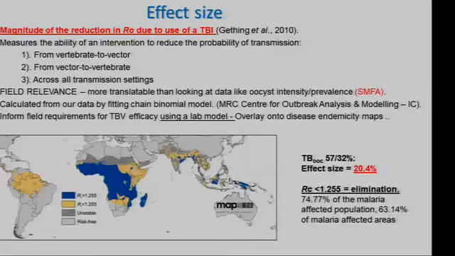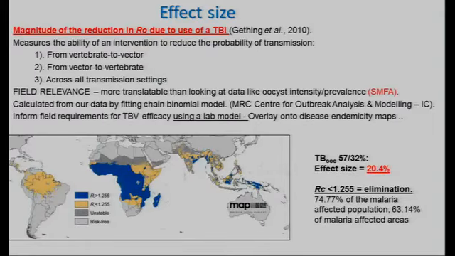And by using it, we can measure the ability of an intervention to reduce the probability of transmission, firstly, from vertebrate to vector, secondly, from vector to vertebrate, and thirdly, across multiple transmission settings. So it's a real attempt, with the caveats of taking any lab-based model and putting it in the field, to give our data some kind of field relevance. It's much more translatable than looking at something like oocyst intensity or prevalence.